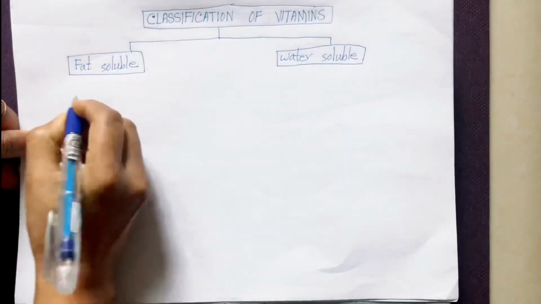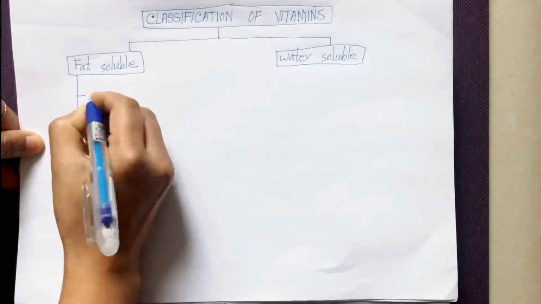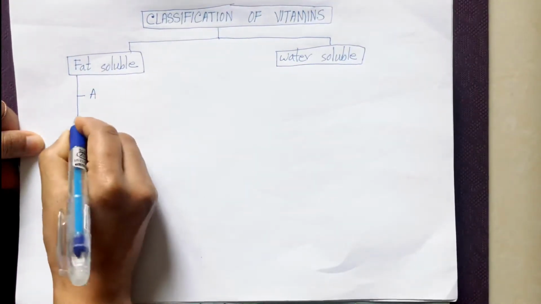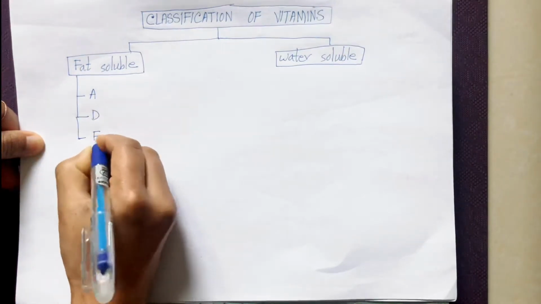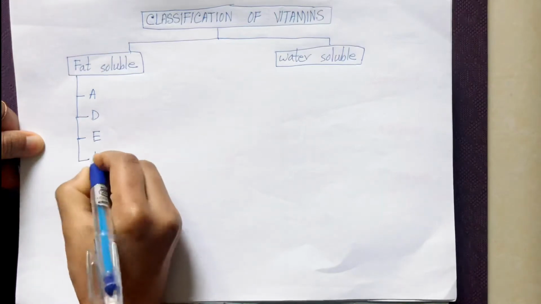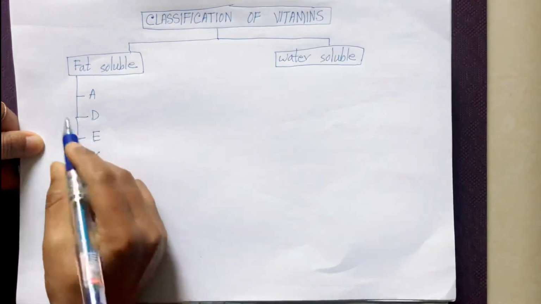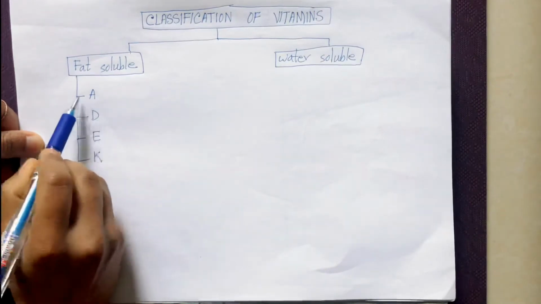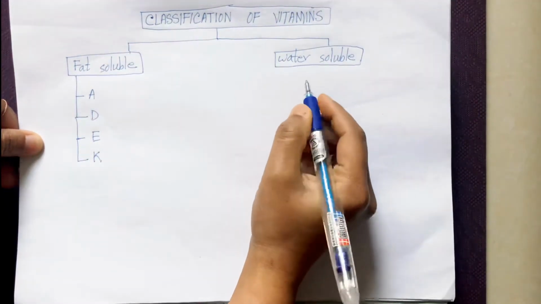So fat soluble vitamins are vitamin A, D, E and K. A, D, E, K. So these are fat soluble vitamins. So where is B and C? So B and C, water soluble vitamins.